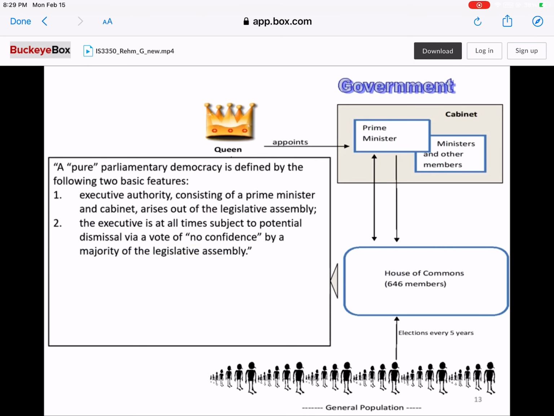So looking at this definition that we just had up there, a pure parliamentary democracy is defined by the following two basic features. If you go through these features, the executive authority arises out of the legislative assembly, that's correct. And then secondly, the executive is at all times subject to potential dismissal. That's also true. So the parliament hires and fires the executive. This is a parliamentary system.